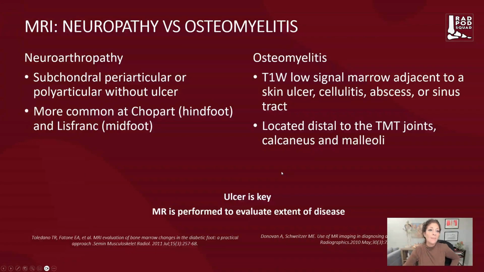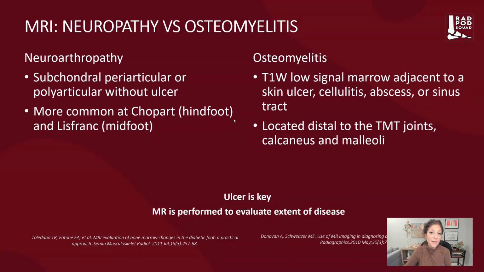When we're looking at the MRI for neuropathy versus osteomyelitis, again, in neuropathy, what we can see is that there's this subchondral periarticular change or polyarticular without an ulcer. And it's more common to be in the areas that are affected in Chopart and in Lisfranc. More than 85% of patients present with these areas, that it's either involving the midfoot or the hindfoot.